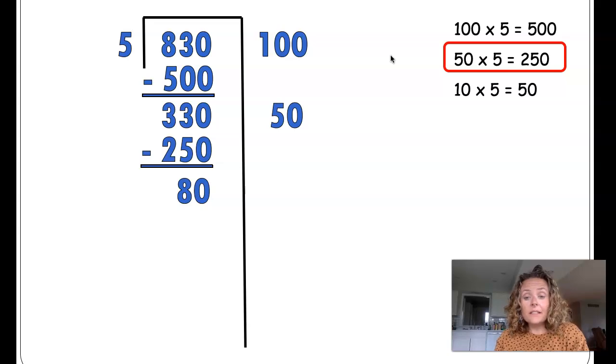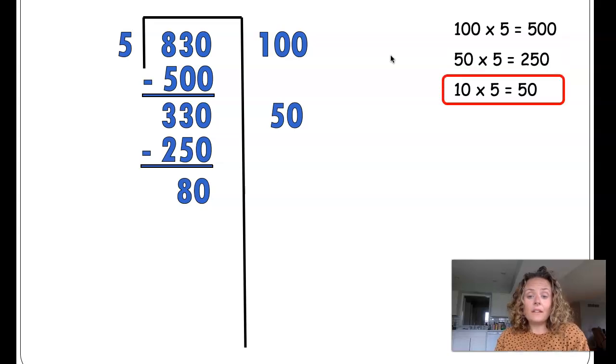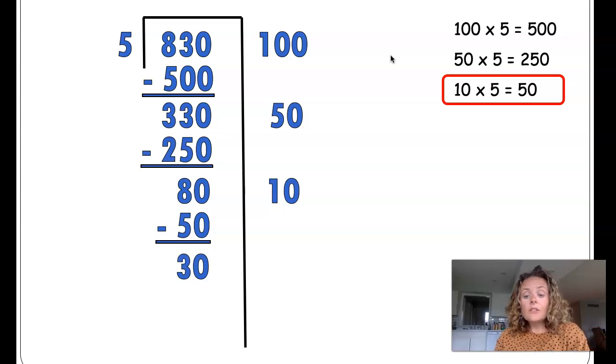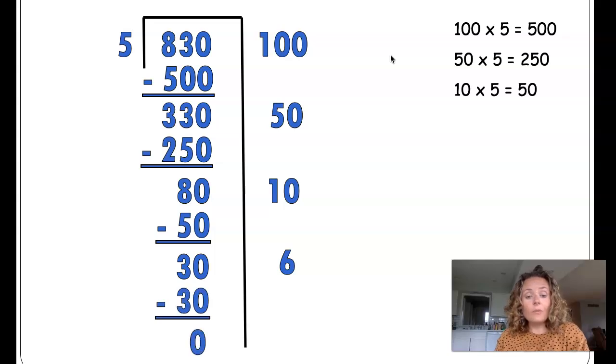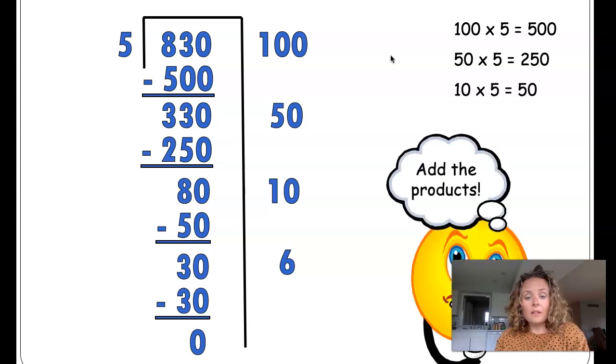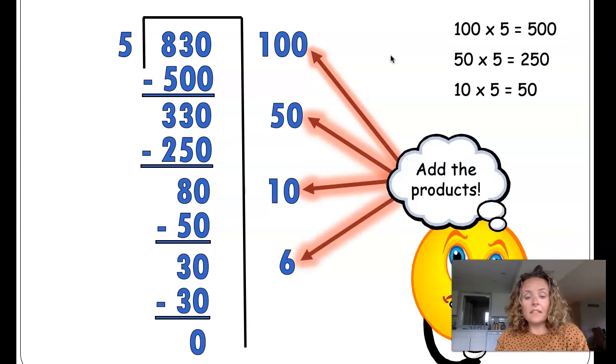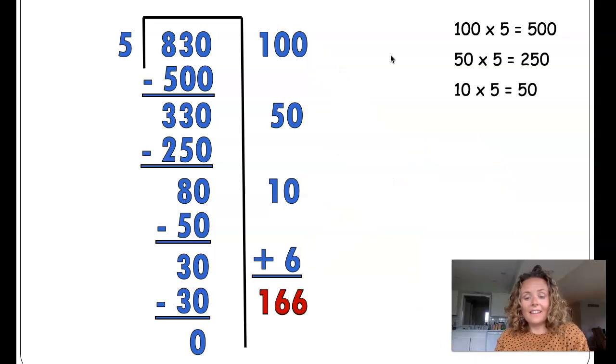Can we put another 50 bees in? No, we'll have to put 10 bees in each hive now. When we subtract out our 50, we're left with 30. Okay, so if we're dividing 30 bees by 5 hives, what simple fact helps us here? Yes, 5 times 6 is 30. We have no remainder in this case. We have no bees left over. So now we just need to add up our numbers on the side. 100 plus 50 plus 10 plus 6. What is that? 166. To check our work, we can multiply 166 times our divisor of 5, and we will get 830.